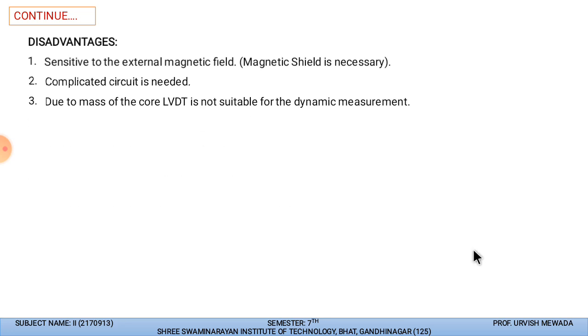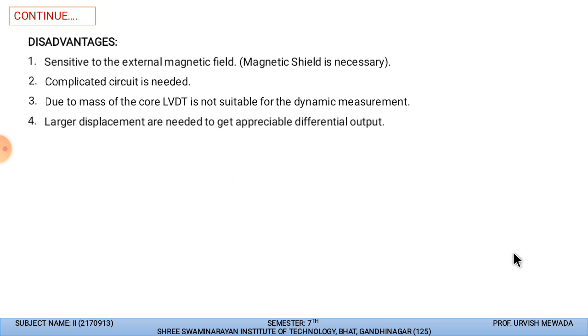Third, due to the mass of the LVDT core, which is heavy, it is not suitable for dynamic measurement. Then large displacements are needed to get an appreciable differential output. If we have a large movement, we cannot use this LVDT for large displacement measurement.